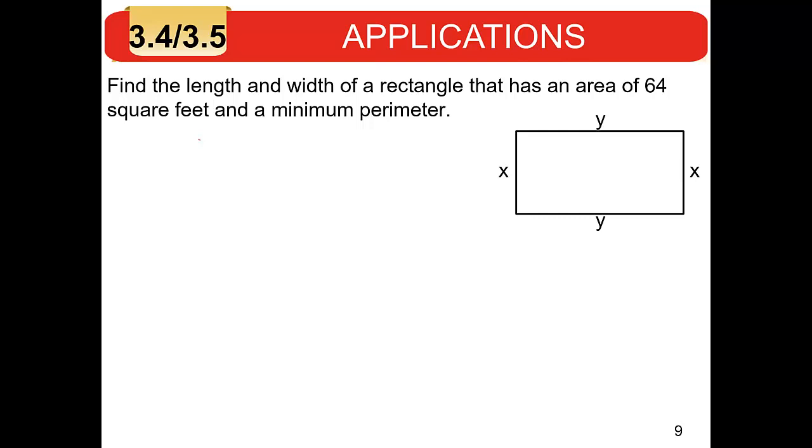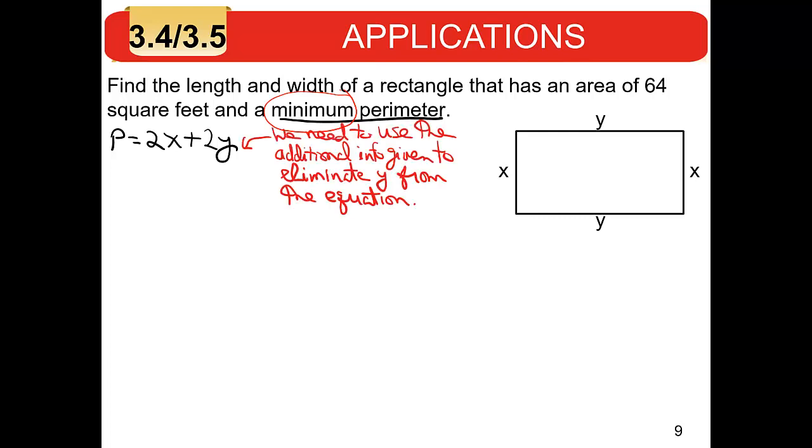What am I trying to do in terms of optimization? Well, the problem says I want to minimize the perimeter. I want the minimum perimeter. What's the perimeter? Add up the sides. There are two x's and two y's, so the perimeter of that rectangle is 2x plus 2y. But now I'm in the same boat that I was in the previous problem. I've got a function I want to minimize, but it's got x and y in it. What do I do? I look back to the original problem and find some additional information that allows me to solve for y in terms of x, and then I can substitute and get rid of the y.